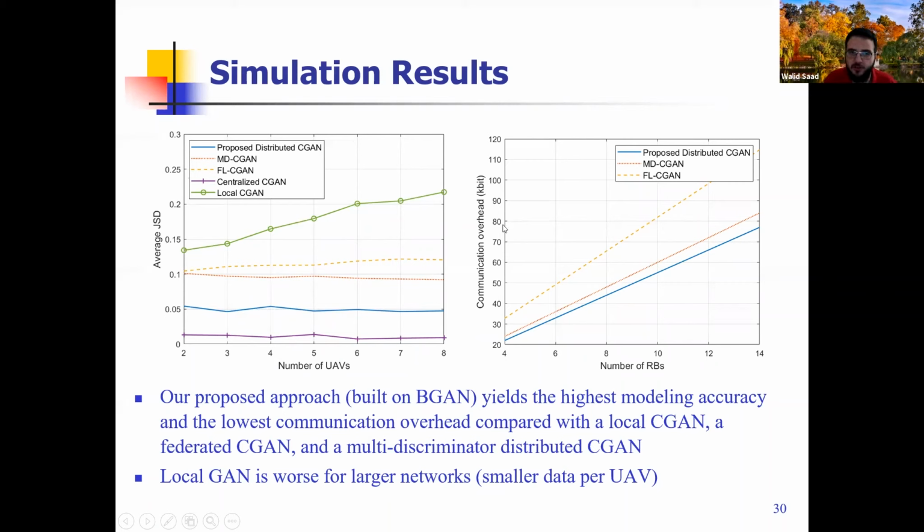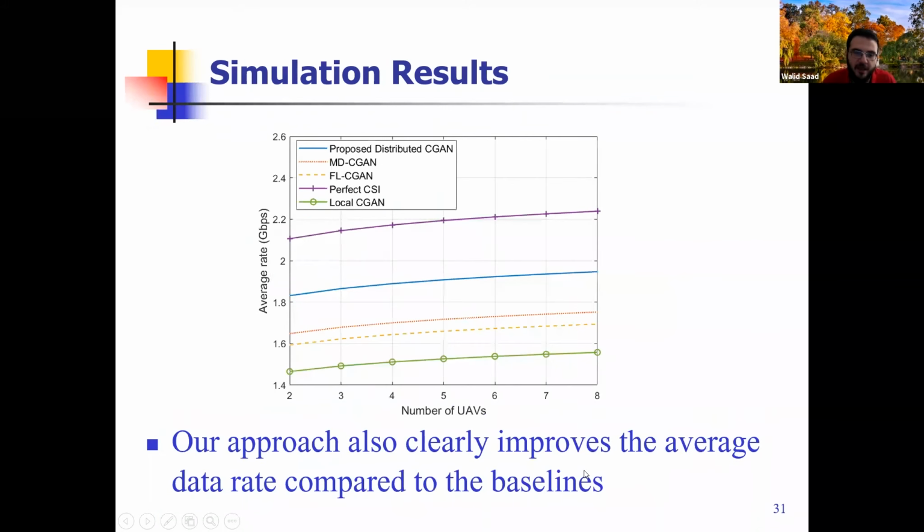And here we look at the communication overhead, basically how many bits you need to transmit, number of resource blocks, and again we're better than FLGAN, better than NBGAN in this case. But again, the comparison to FLGAN is specific, it's on a use case by use case basis. I cannot make a general statement there. And finally, if you have a more accurate channel model, you can have a better data rate when you do communication, and that's an obvious result. So this summarizes this application of BGAN in a wireless environment.